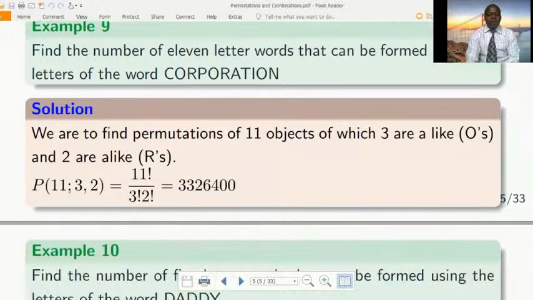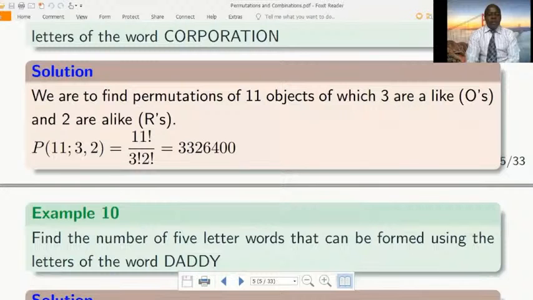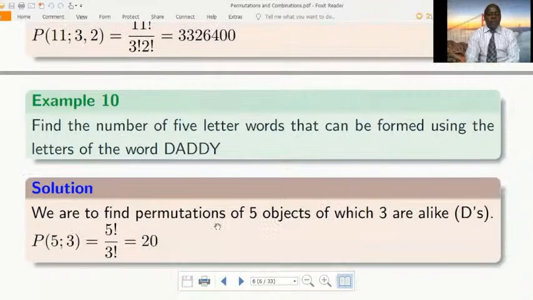Let's look at another question just to make it easier. The question is, find the number of 5-letter words that can be formed using the letters of the word daddy. So you can see that these are 5 letters, and we want to form 5-letter words. In other words, arrange all these letters. How many arrangements will you come up with?